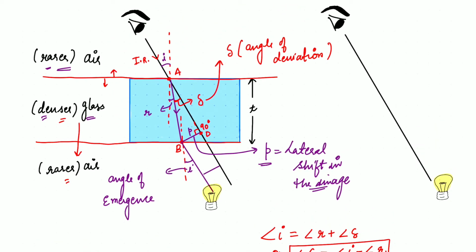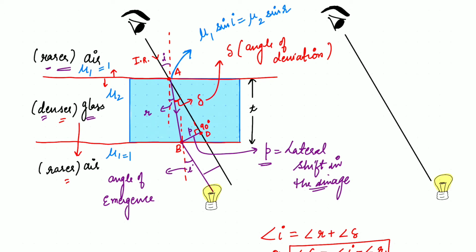If I apply Snell's law at A, you tell me what is going to happen. Let me say the refractive index of air is some nu 1, and the refractive index of glass is some nu 2. Now, applying Snell's law at A, I can write refractive index of air times sine of angle I will be equal to refractive index of glass into sine of angle R.